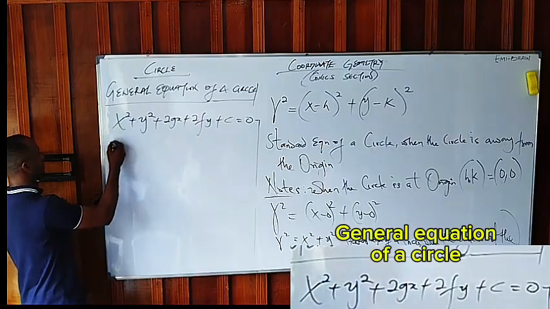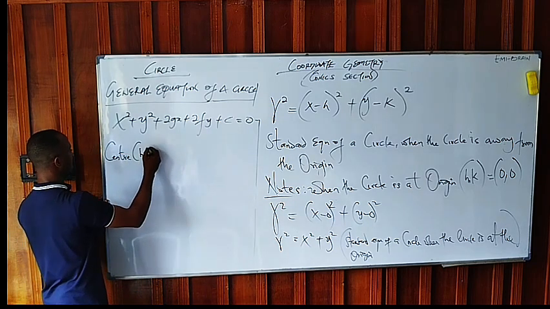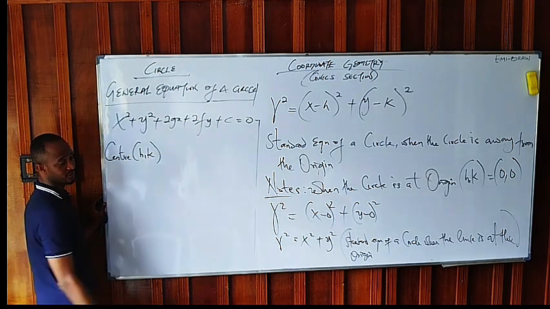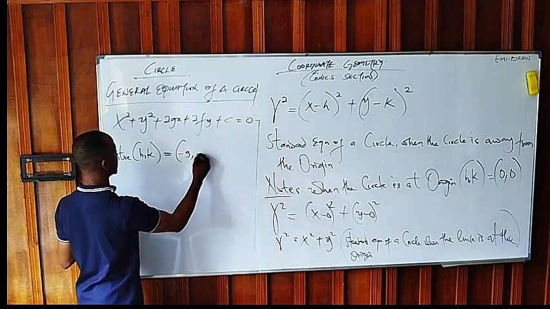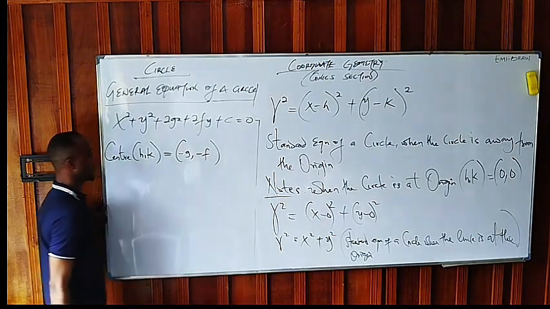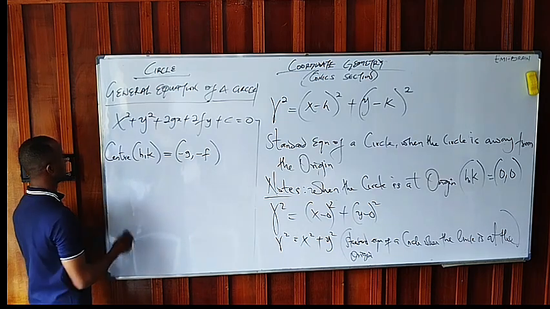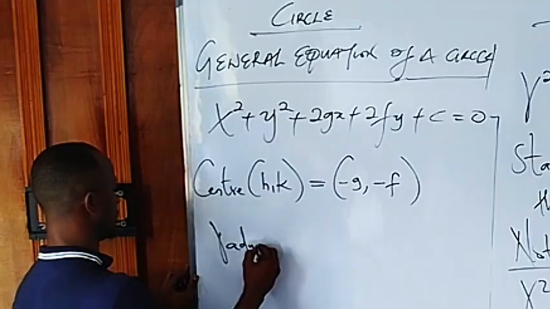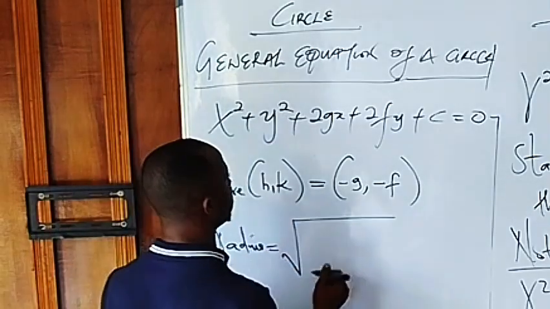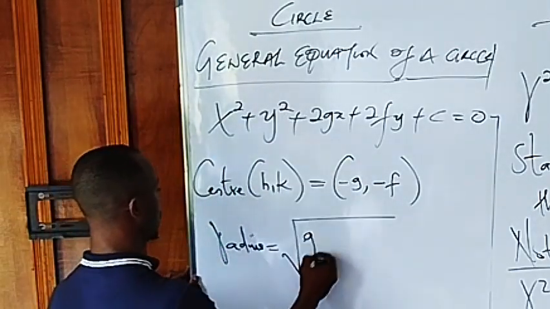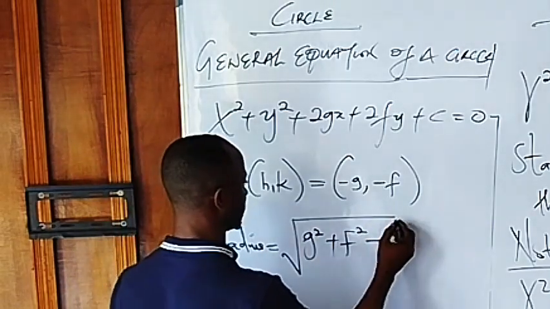For this general equation, our center is always h, k, which is equal to minus G, minus F. Then the radius of this circle for the general equation equals the square root of G squared plus F squared minus C.